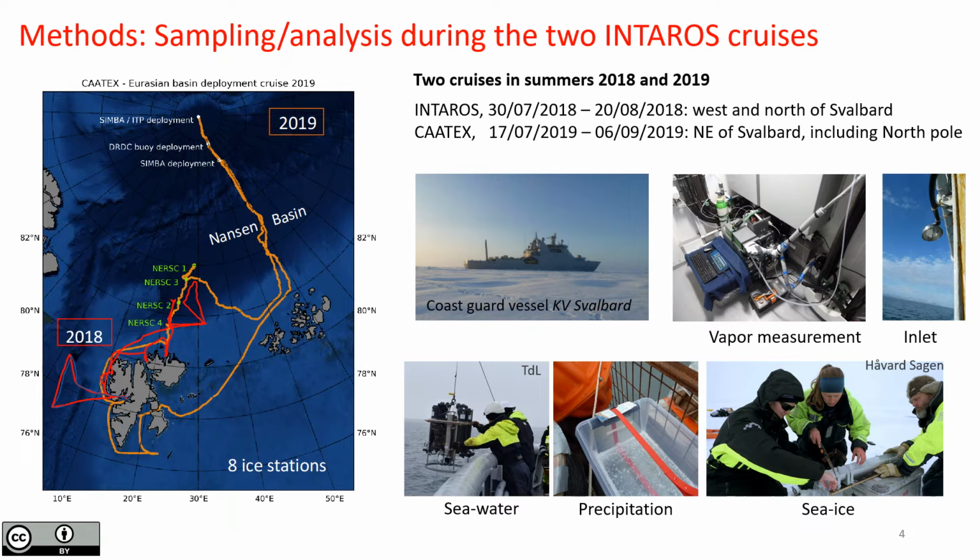The cruise took place on the Coast Guard vessel KV Svalbard, and on board we had an instrument for vapor measurement associated to an inlet outside. We were also taking regular samples of seawater, of precipitation, either snowfall or rainfall with this plastic box, and we were also taking sea ice cores in the second field campaign, as well as snow at the surface.